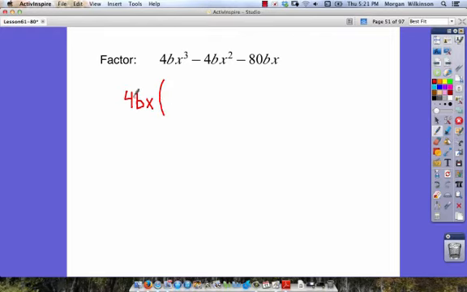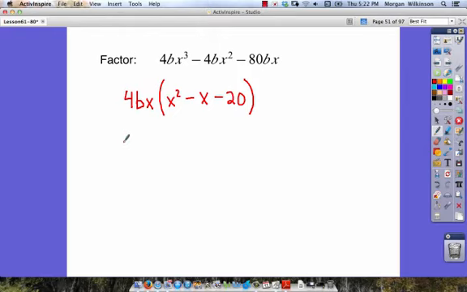Then we're going to say 4bx times x squared. That would be 4bx to the third if we were to multiply through distribution. Minus, well, we've got 4bx times, we're going to have to multiply it by x again in order to get to 4bx squared. Then we're going to say minus 4 times 20 is 80. B times 1 is b, and x times 1 is x. So we've got everything factored.